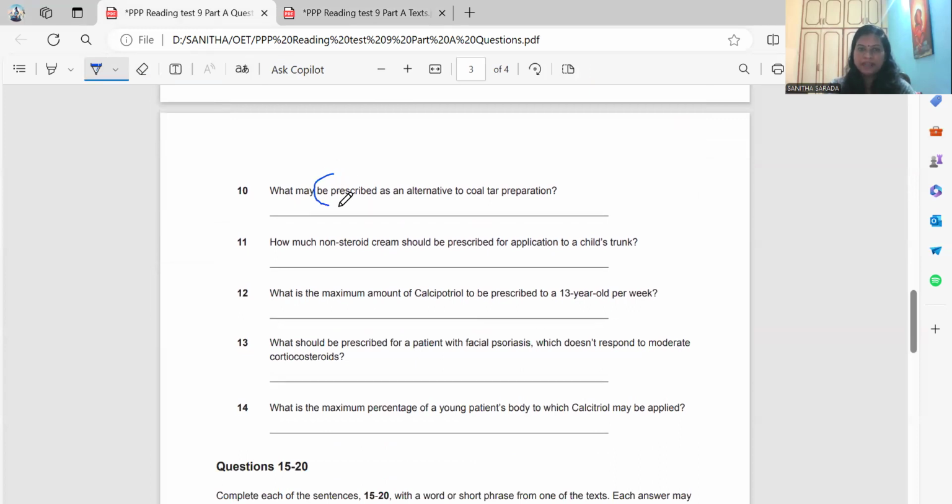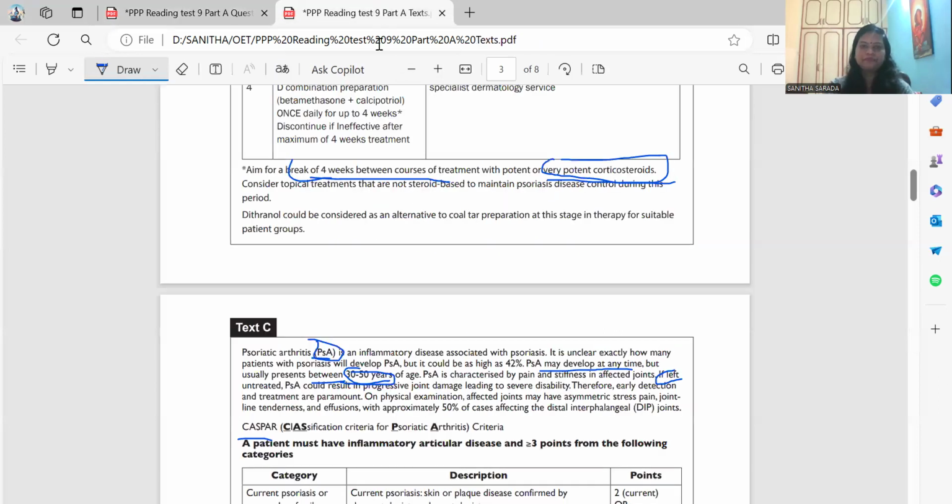What may be prescribed as an alternative to coal tar preparation? Alternative, that is the question. What is the alternative to coal tar preparation? Here we got alternative. Dithanol could be considered as an alternative to coal tar preparation. So all the keywords are here, and we got the answer here.